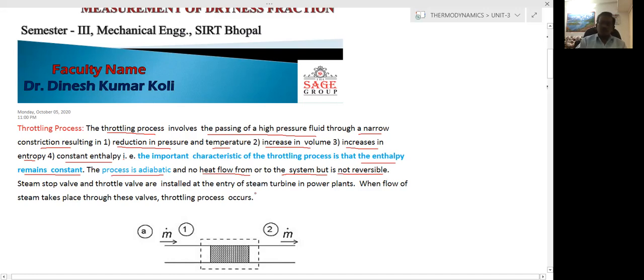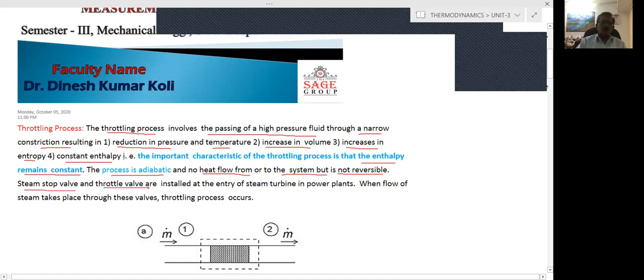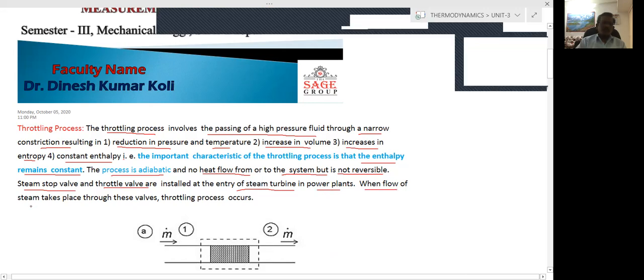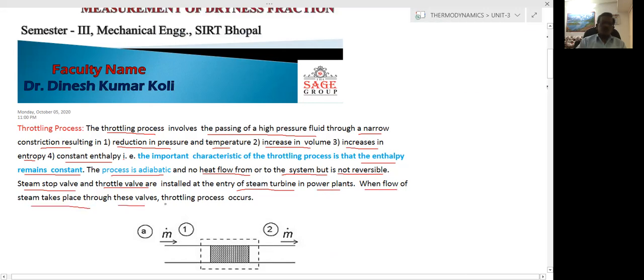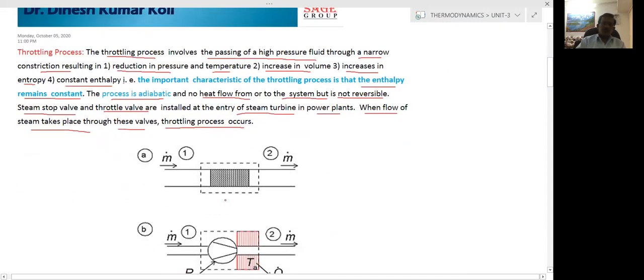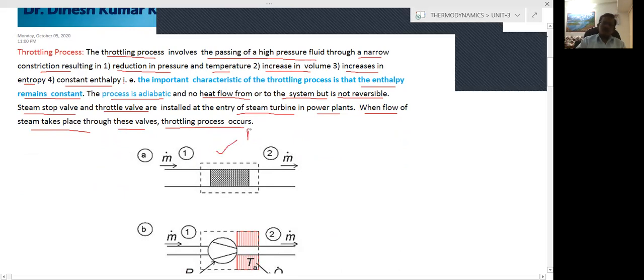We can take the example of this process as steam stop valves and throttle valves, which are installed at the entry of the steam turbine in power plants. When steam flows through these valves, the throttling process occurs. Here we can take one example of a porous plug. You can see here, this is a porous plug, and the fluid will be allowed to pass through it.